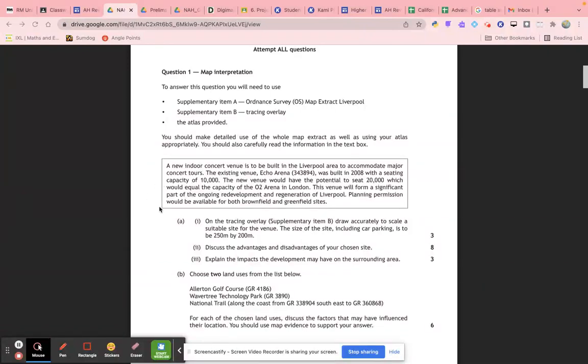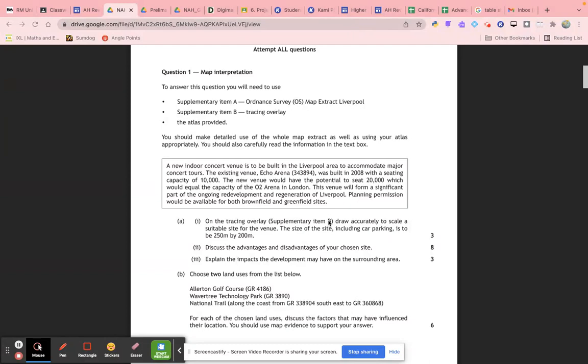And one of the things that you'll always get in these exam papers is a kind of little exam brief, which is very similar to the kind of brief that you saw in Higher Geography, which tells you some information. And it is important to pay attention to some of the details in there because that might influence the choice of location. Now, how do you go about drawing on your tracing paper?